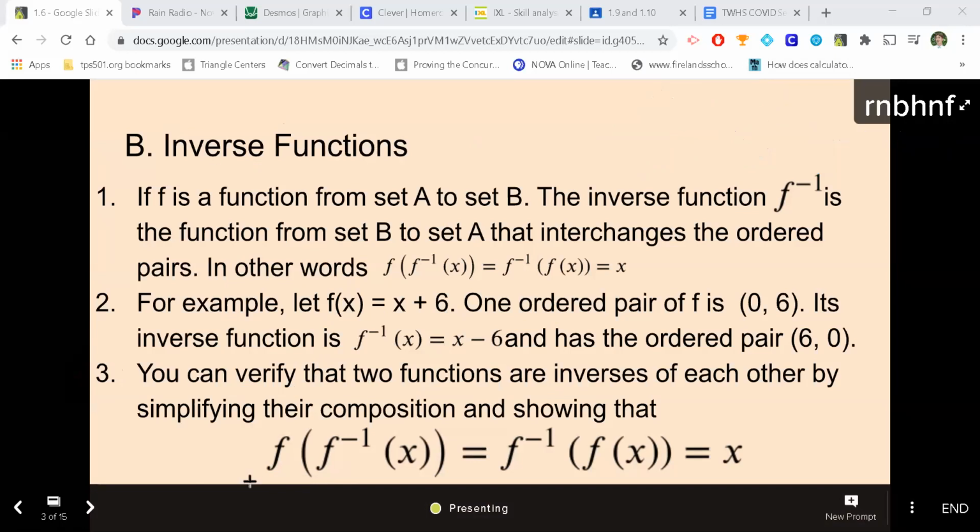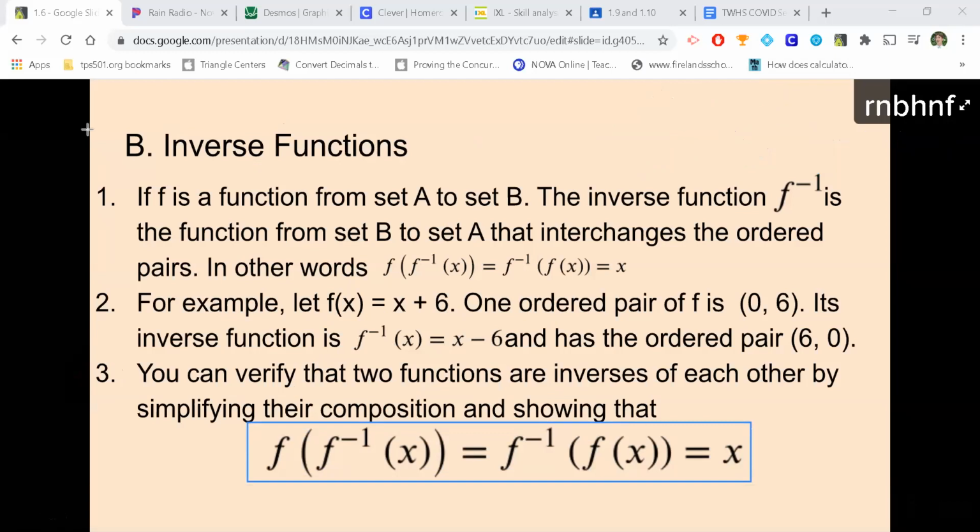I put stuff in boxes. Here's a box. Circle that. What did I do? Circle that. Set this is inverse.